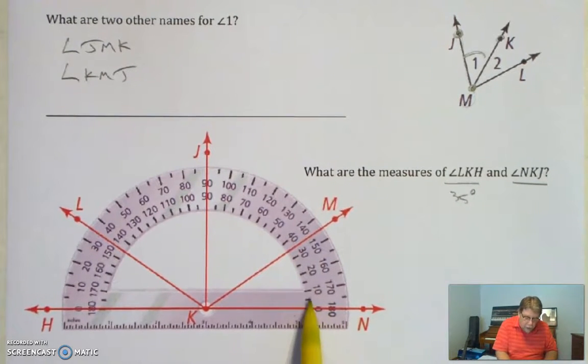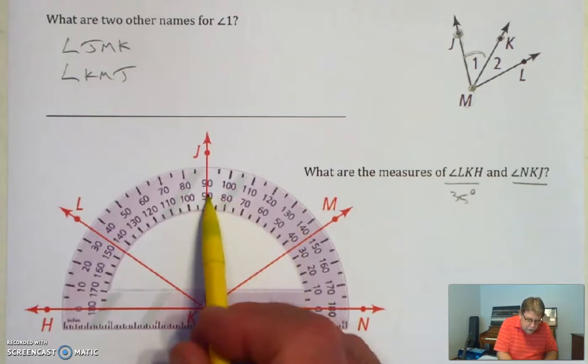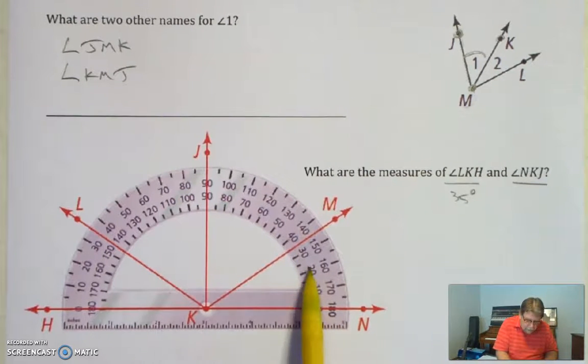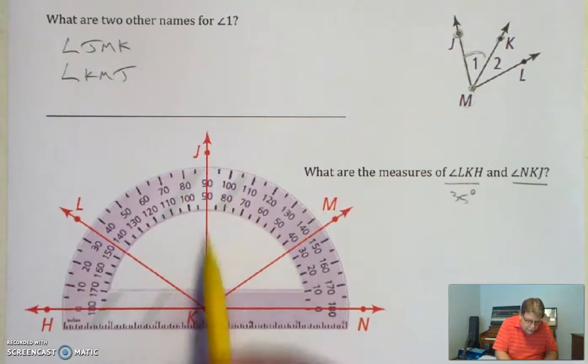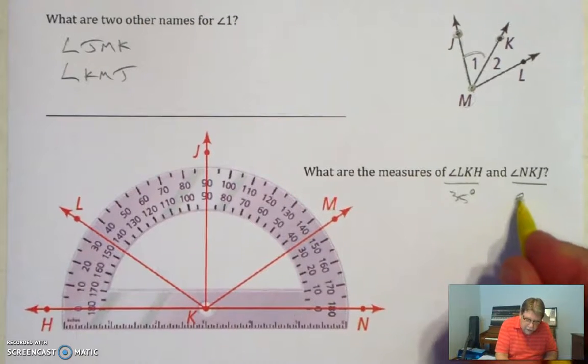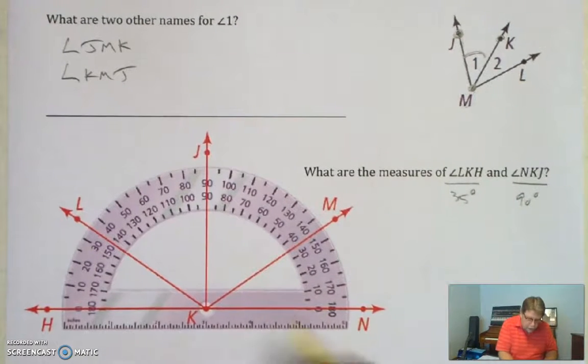And we're going to work our way up to the J line, which looks like it's at 90: 10, 20, 30, 40, 50, 60, 70, 80, 90. So that is a 90-degree angle. We also could mark it with this symbol here to show that that's the right angle. And so there's a couple of ways that you can measure some angles.